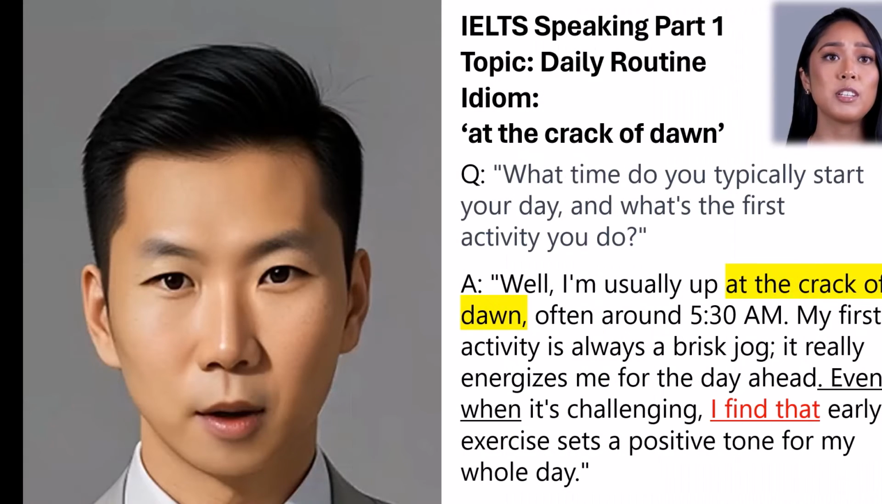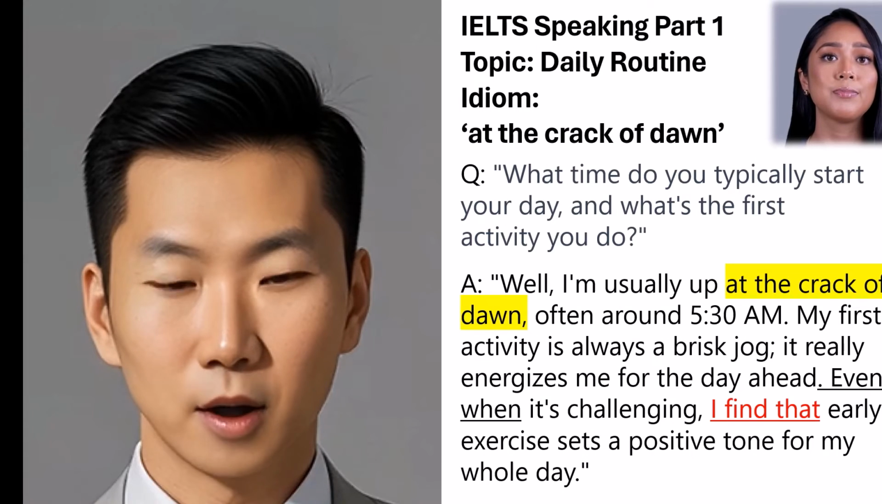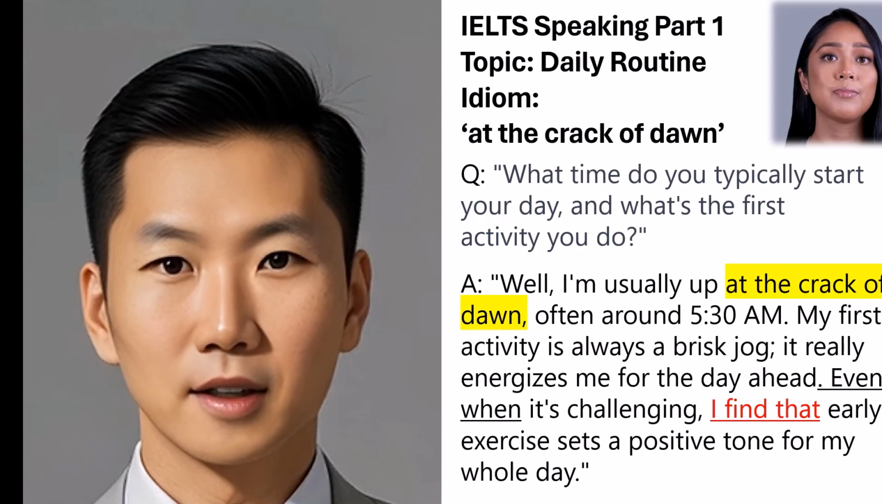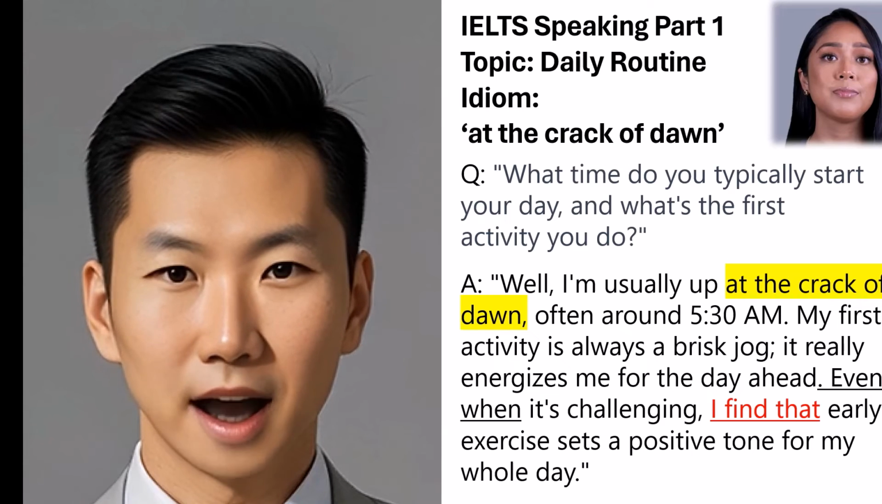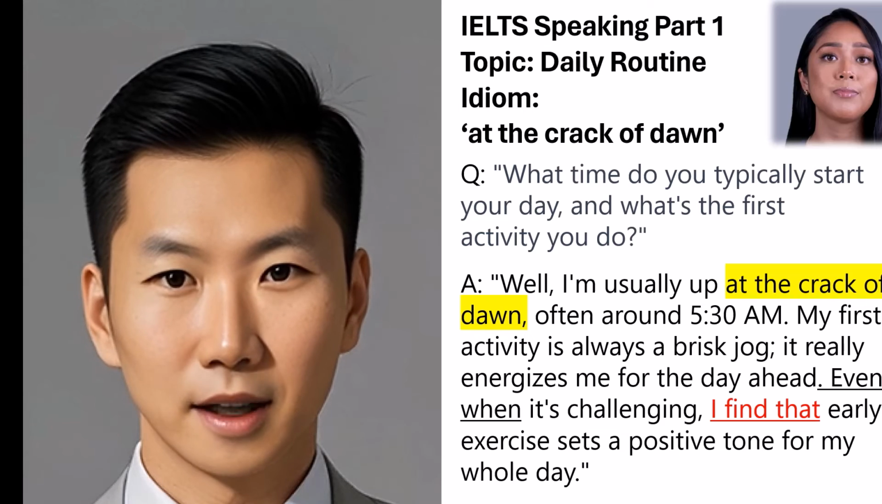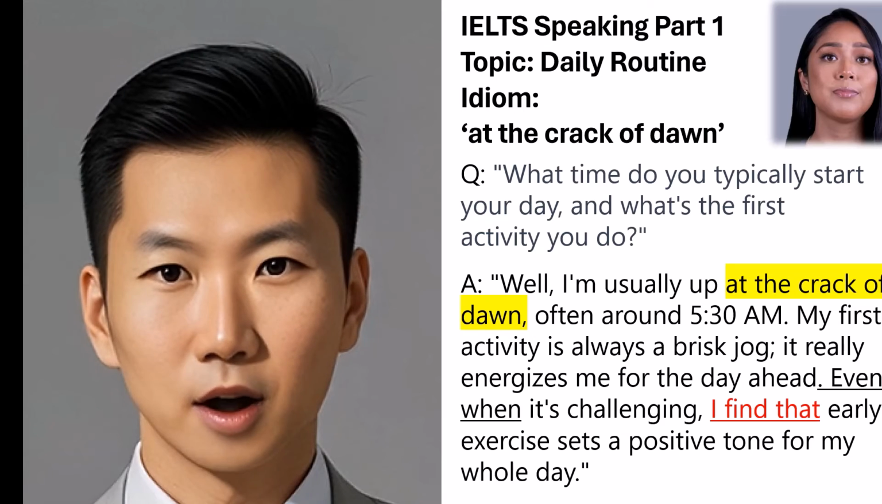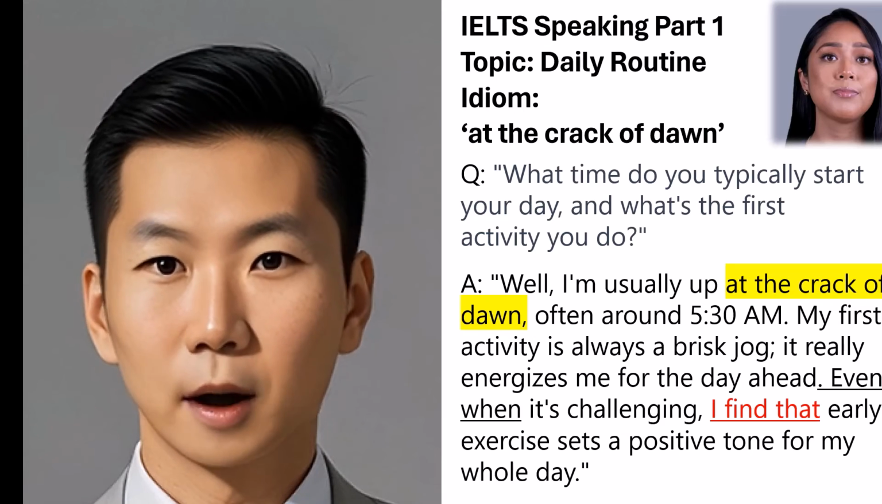What time do you typically start your day, and what's the first activity you do? Well, I'm usually up at the crack of dawn, often around 5:30 a.m. My first activity is always a brisk jog. It really energizes me for the day ahead. Even when it's challenging, I find that early exercise sets a positive tone for my whole day.